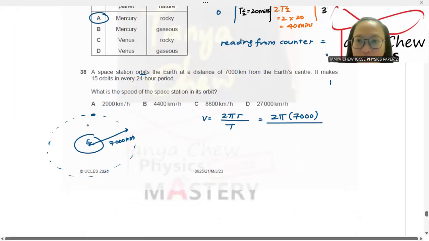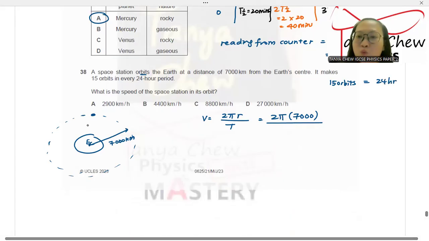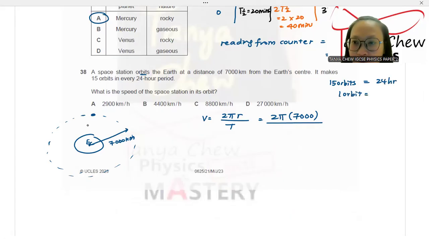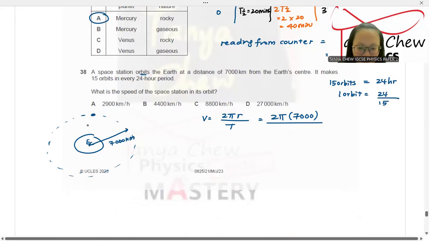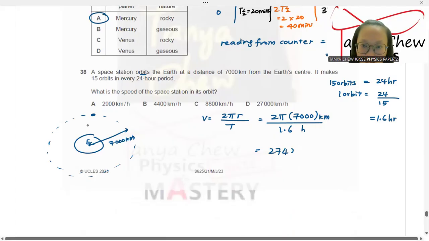Right, so I put 15 orbits is equal to 24 hours. I want one orbit. Cross multiplication. So 24 divided by 15. One orbit is about 1.6 hours. So just put 1.6 here, hours. Right? This is kilometers. And then you should get your answer, 27,489 kilometers per hour. So you round it off to 27,000 kilometers per hour. D is the answer.